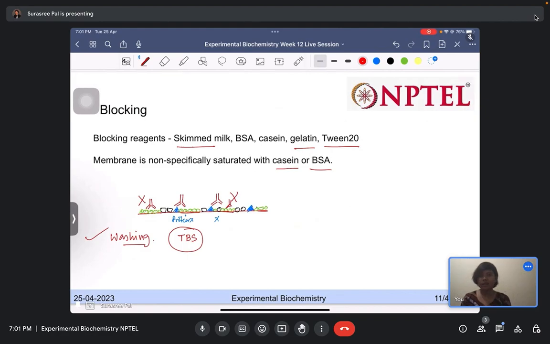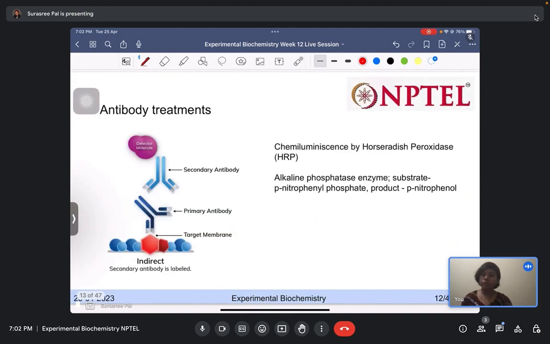This blocking can be carried out at lower temperatures like 4 degrees centigrade, or at room temperature also. The time of blocking, for how long we will block the membrane, varies, and this has to be standardized as per our experiment. Then, followed by blocking, we have to rigorously wash the membrane so that all the excess blocking reagents can be removed and the antigens can remain free on the surface, right? After that, we will treat the membrane with antibody.